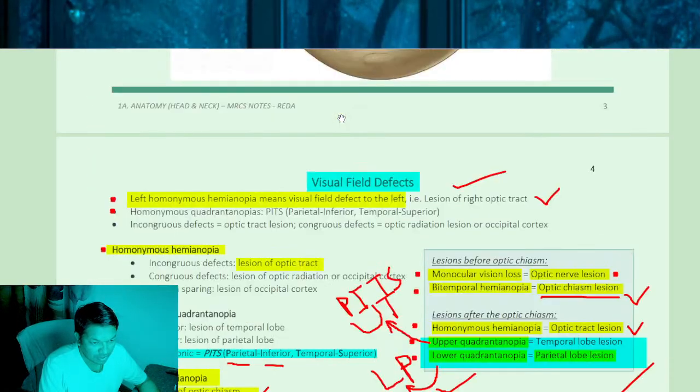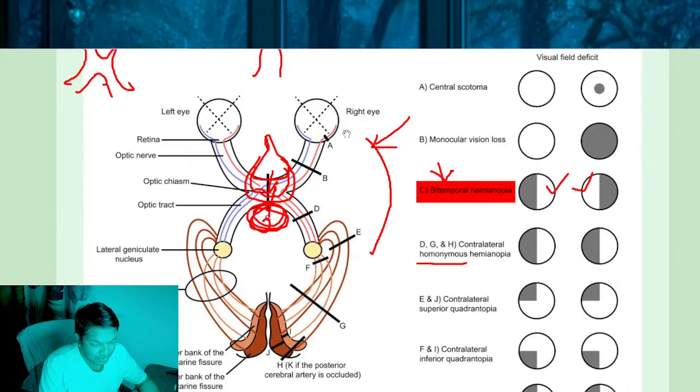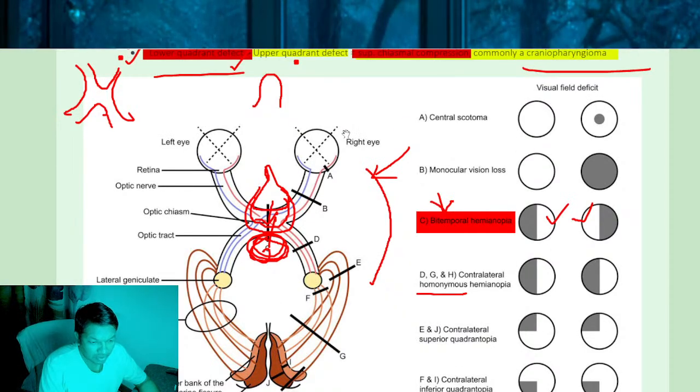Now visual field defect. Normally what happens with our eye when we see? Every eye has two fields. One is the temporal field, and another is the nasal field. So both eyes have a temporal field and a nasal field.